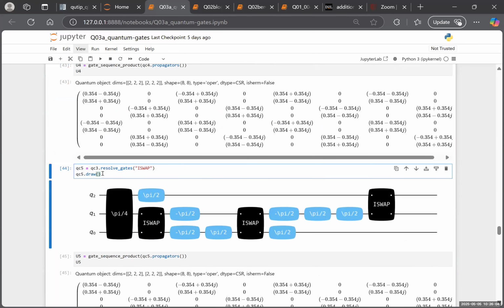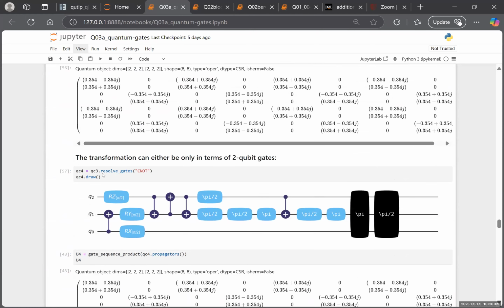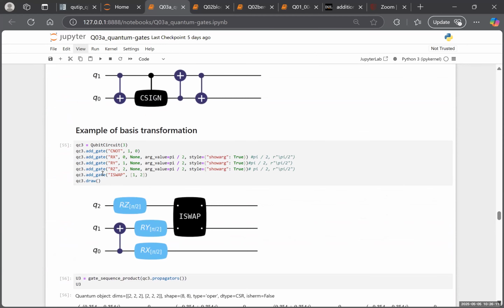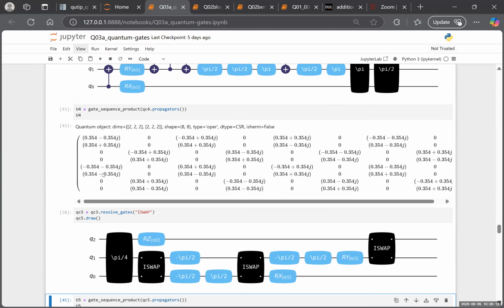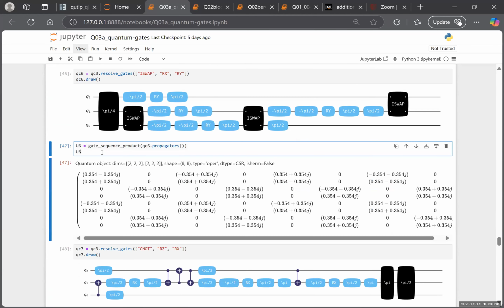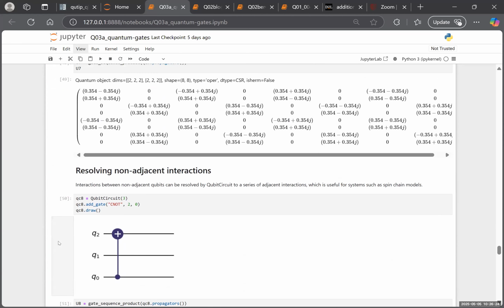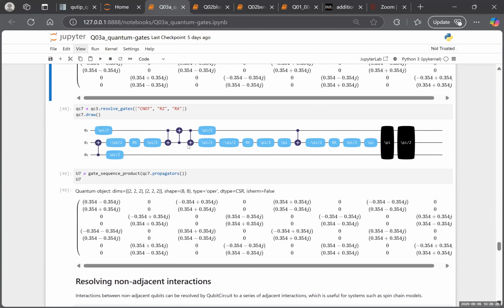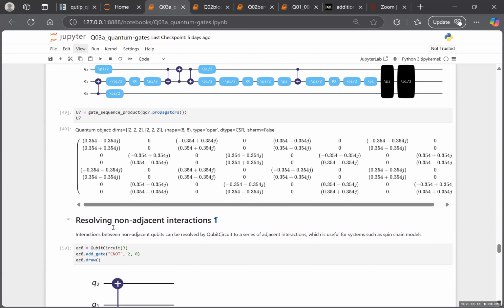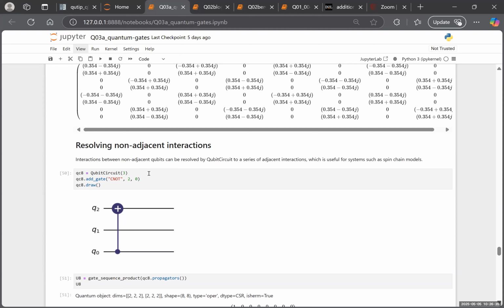Now I understand what they mean by basis transformation. The transformation is really just in terms of gates, which gate they want to decompose. Okay, we already know that. So let's not spend too much time on this. The last one that may be useful is resolving on non-adjacent interactions.